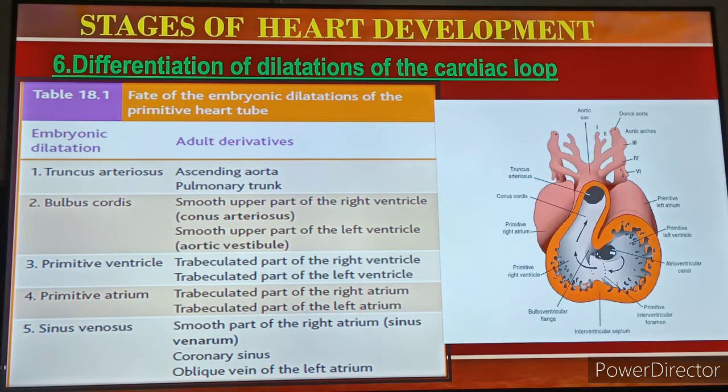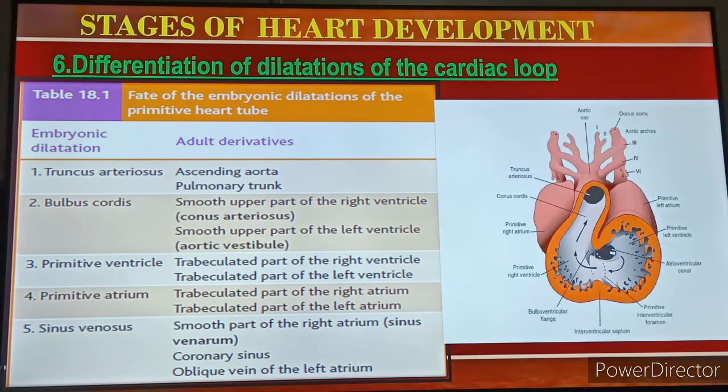And then we have the primitive atrium, which is going to give us the trabeculated part of the right atrium and the left atrium. Then finally we have the sinus venosus, that is going to give us the smooth part of the right atrium, the coronary sinus, and the oblique vein of the left atrium. So those are briefly the differentiating structures in the embryo. And in the adult heart, this is what you're going to see.